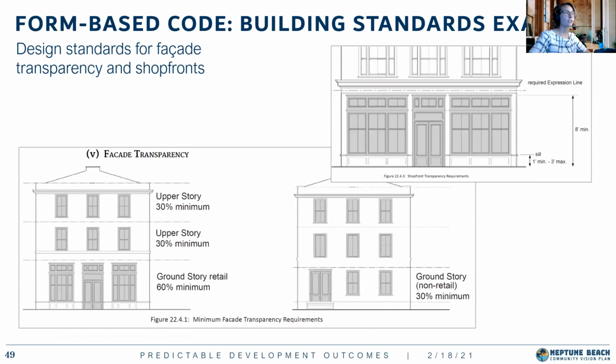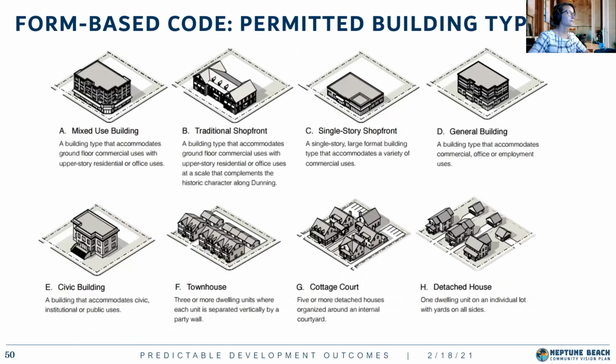And for shop fronts, you can also be very prescriptive on the amount of transparency on the ground level. If it's residential, how high the finished floor must be on the first story. And you can also set very specific building types that are actually allowed in each transect zone. And this is very, very useful.